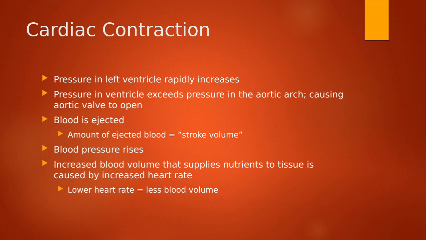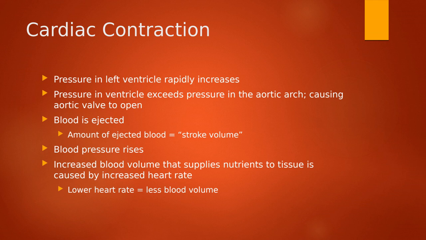Blood pressure throughout the entire body is going to rise every time we have a cardiac contraction. So every time we have blood ejected, every time we have a stroke volume in that aorta, our blood pressure is going to rise, right? Because now we have higher pressure in our arterial system from all of that blood that just got sent in from that left ventricle. So the increased blood volume is going to supply nutrients to our distal tissues, and that is going to be caused by an increased heart rate.